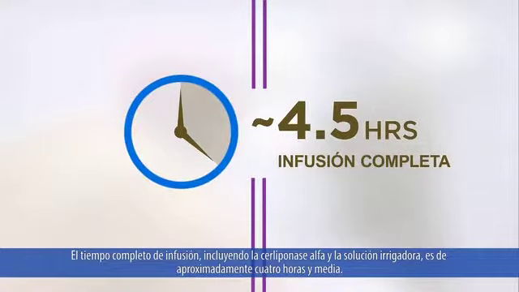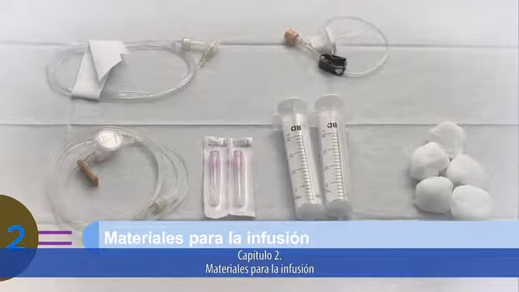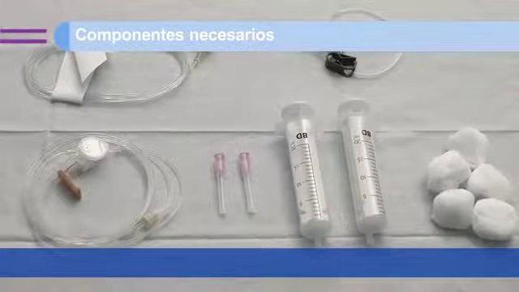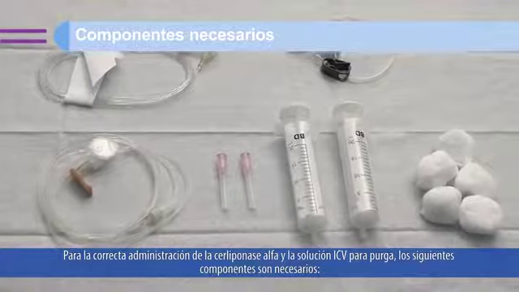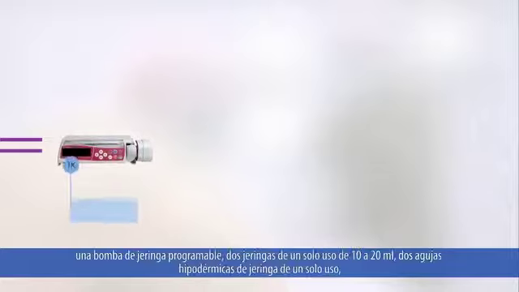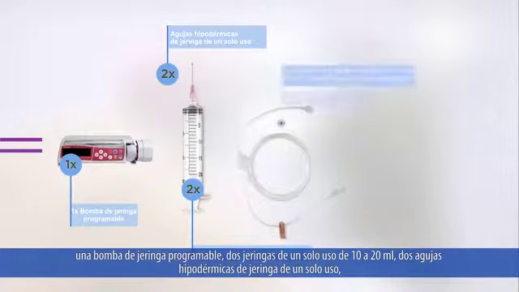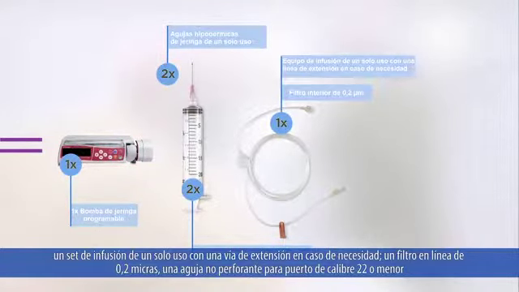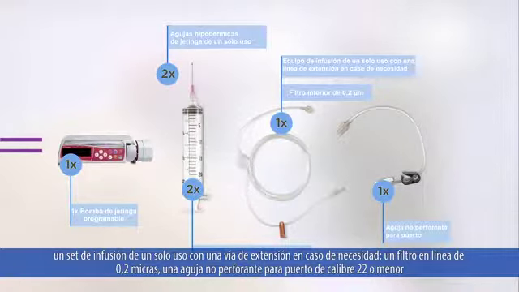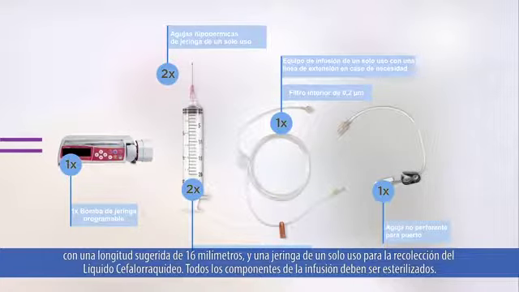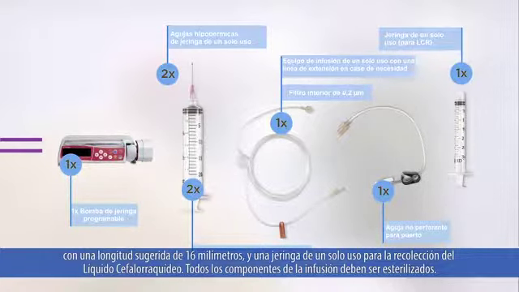Chapter 2: Infusion Materials. For the proper administration of solipinase alpha and flushing solution, the following components are required: a programmable syringe pump, 2 10 to 20 milliliter single-use syringes, 2 single-use hypodermic syringe needles, a single-use infusion set, a 0.2 micron inline filter, a non-coring port needle with a gauge of 22 or smaller and a suggested length of 16 millimeters, and a single-use syringe for collection of the cerebrospinal fluid. All infusion components must be sterile.